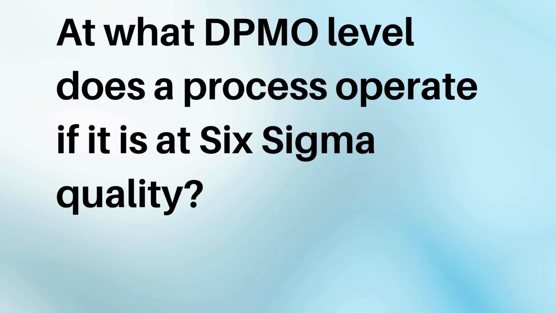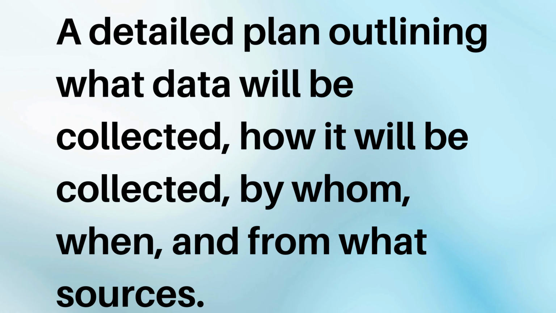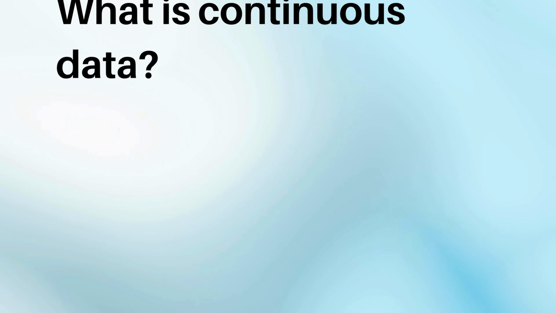At what DPMO level does a process operate if it is at Six Sigma quality? 3.4 DPMO. What is a data collection plan? A detailed plan outlining what data will be collected, how it will be collected, by whom, when, and from what sources.